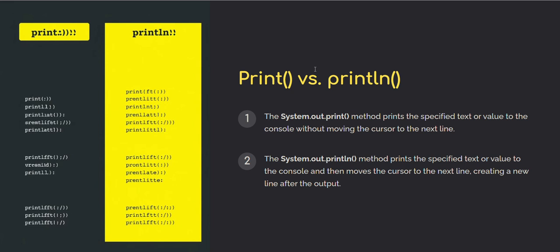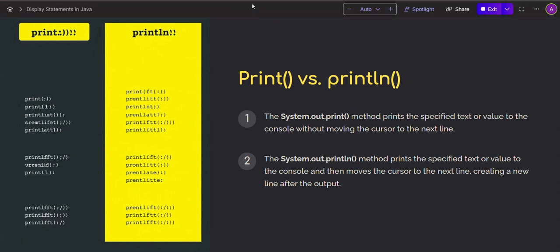Now let's see the difference between System.out.print and System.out.println. In System.out.println, once the data is printed, the cursor will move to the next line's initial position, whereas in System.out.print, once the data is printed, the cursor will move to the same line's next position. It is not mandatory to pass the data in System.out.println, whereas in System.out.print, it is mandatory to pass the data.